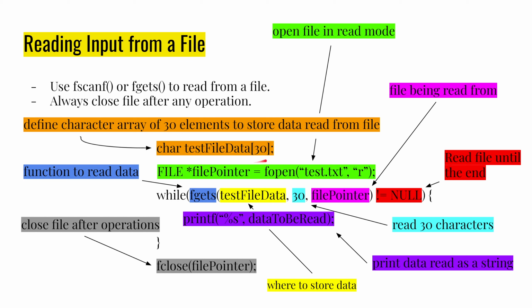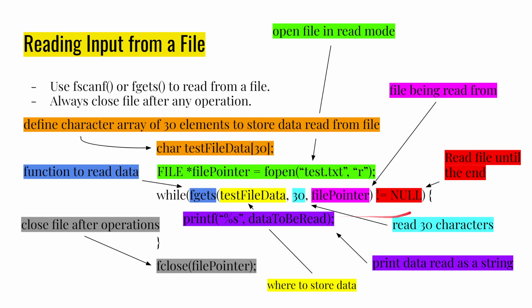After making an array, we open our file, in this case in R mode because we're just reading it. And then we have our function to read the data. This goes inside a while loop, and inside we use fgets to read. And then we have test file data, which is where we're going to store the data, which is the array we made earlier. This is how many characters we're going to be reading, the 30, and our file name. So the file that is being read from is the file pointer, because you can see we made it right here, file pointer, and then we open this file. So while the data we're getting is not null, null is the end of file.